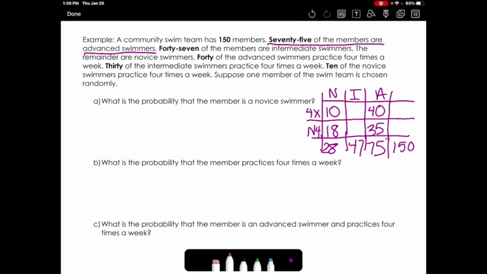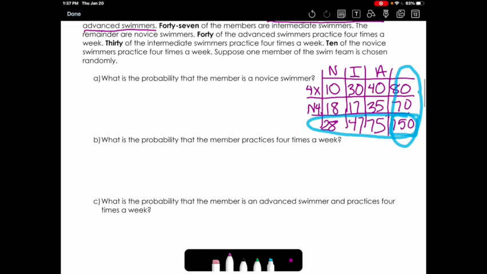And then it also says 30 of the intermediate swimmers practice 4 times a week. So that would be 30 in the 4 times row in the intermediate column, which then tells me that there are 17 of the intermediate swimmers that do not work out 4 times a week. And then we can go across and total the rest of these as well. But in any case, it should total either this way or this way. I should have a total of 150. And even though it took an extra couple minutes to fill out that table, it actually makes answering these questions so much easier.